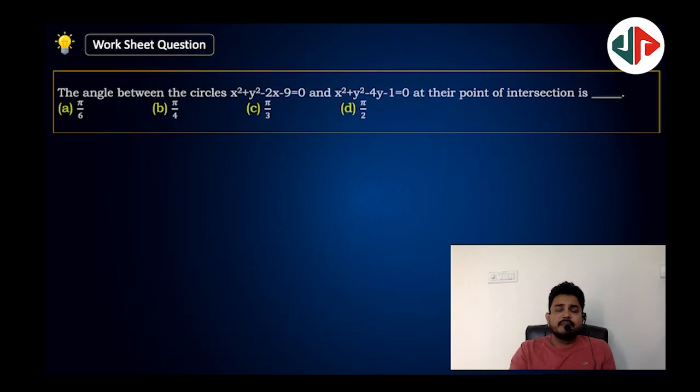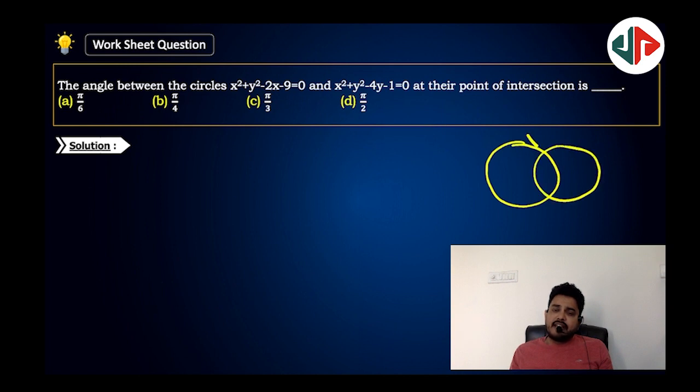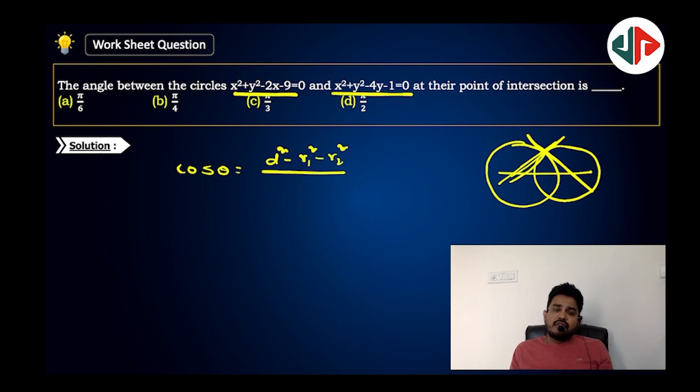Next question is the angle between the circles. The angle between the circles means the angle between the tangents at the point of intersection. Now look here: cos theta is equal to, we have the formula, d square minus r1 square minus r2 square, divided by 2 r1 r2. This is the formula.